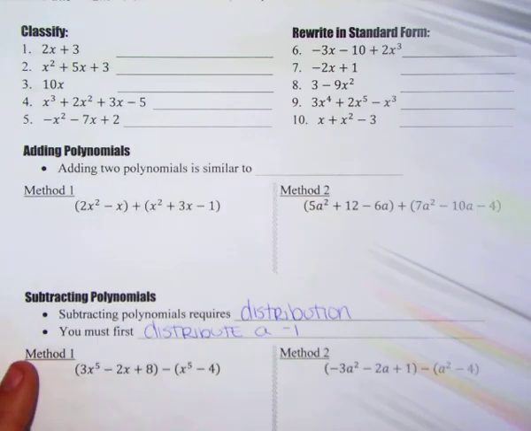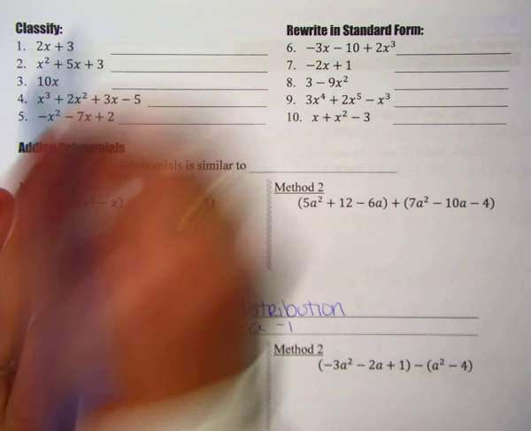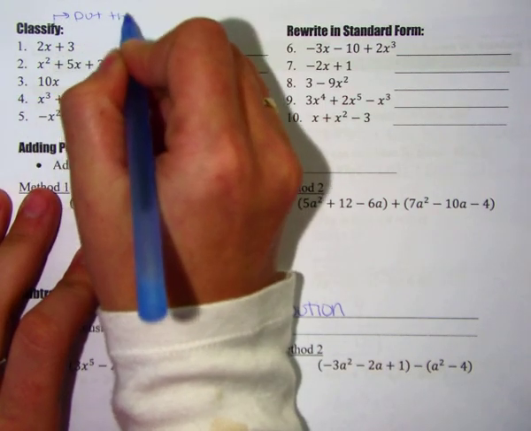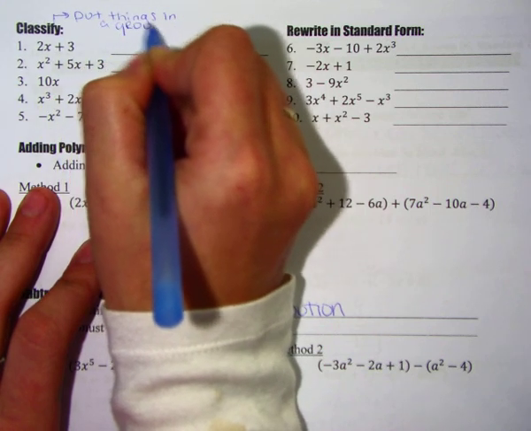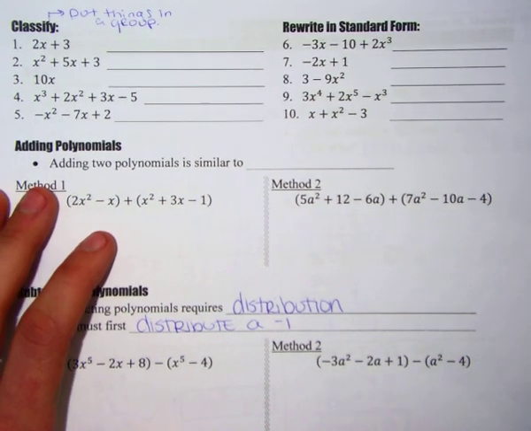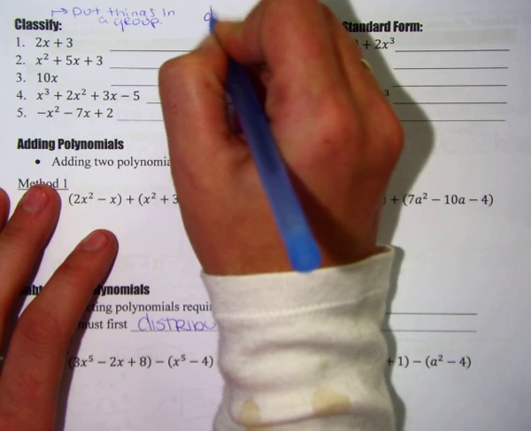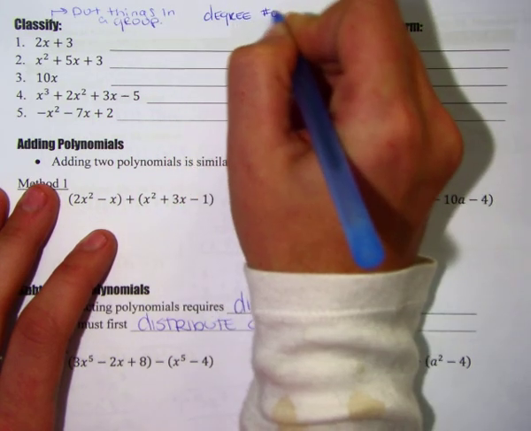So let's go on to some examples. We're quickly going to classify these, and then we'll rewrite things in standard form. When we're classifying, we're putting things into groups. That's what it means to classify something. So for example, you can classify things as like boys and girls. Okay? So to classify things, the first is the degree, then it's the number of terms.